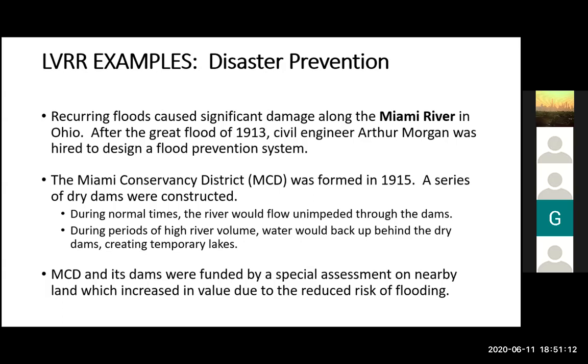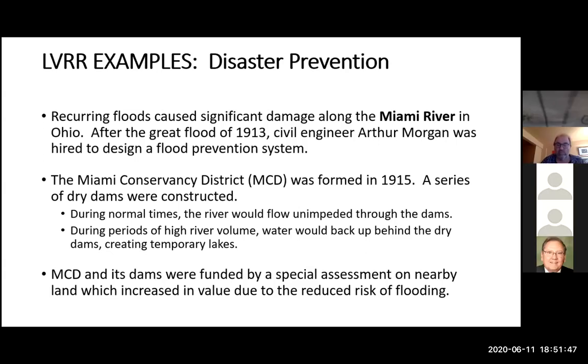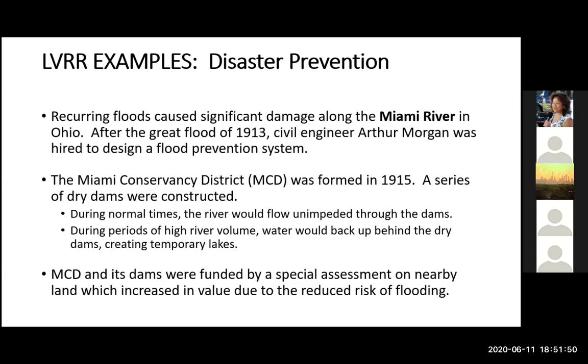What they did was they built a series of dry dams. Now, what these dry dams were is the big, typical earthen dams with pipes at the bottom. So during normal time, the Miami River just flowed right through the dam unimpeded. But in the spring, when the snow was melting, or if there was an occasional period of unusually heavy downpours, and the river volume was high, well, the pipes under the dams weren't big enough to let the water through. So during those flood times, the water would then back up and create a lake behind the dry dam.